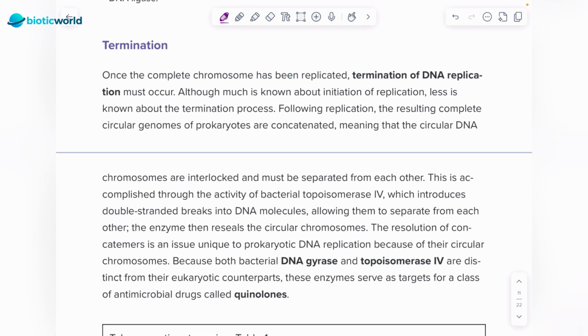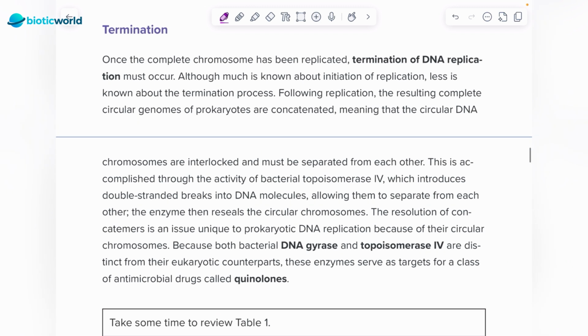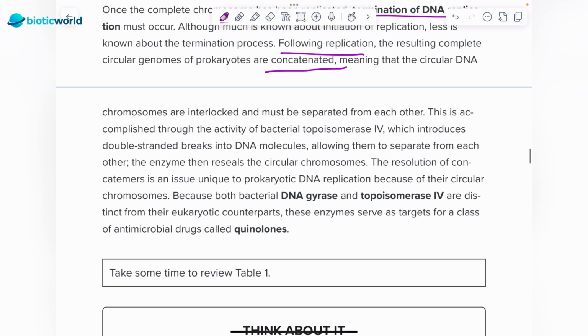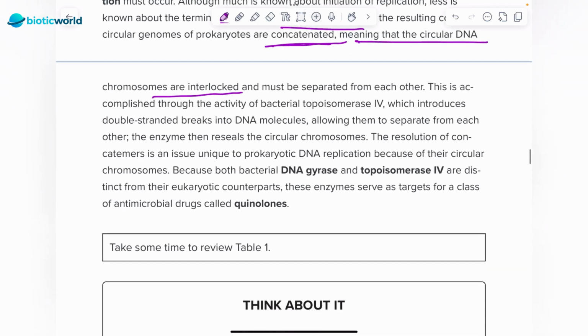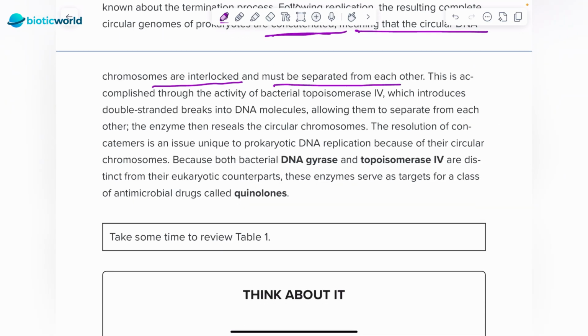Next, we have the DNA termination. Once the complete chromosome has been replicated, termination of DNA replication must occur. Although much is known about initiation of replication, less is known about the termination process. Following replication, the resulting complete circular genomes of prokaryotes are concatenated, meaning that the circular DNA chromosomes are interlocked and must be separated from each other.